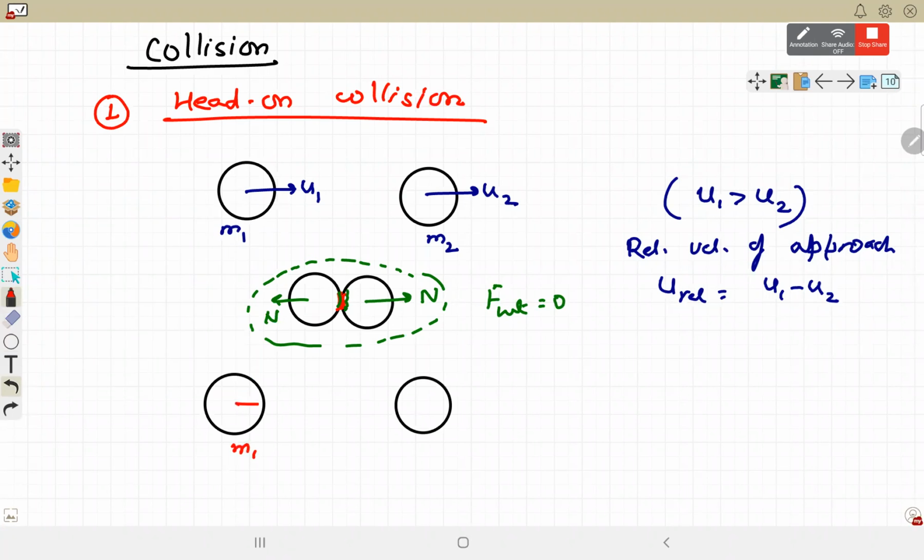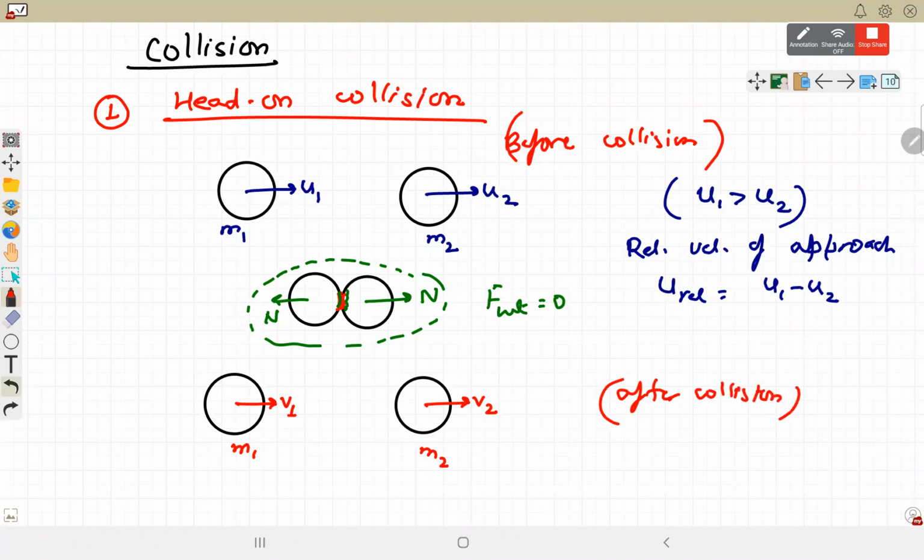Now m1 has acquired velocity v1, m2 has acquired velocity v2. So before collision and after collision, the total momentum will remain the same, right? Because the net force is zero and it is a head-on collision, there's no other component, only in the direction of collision. This direction in which the force acts is called the direction of collision. Total initial momentum and total final momentum have to be equal.